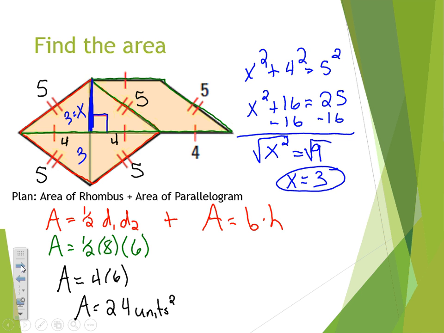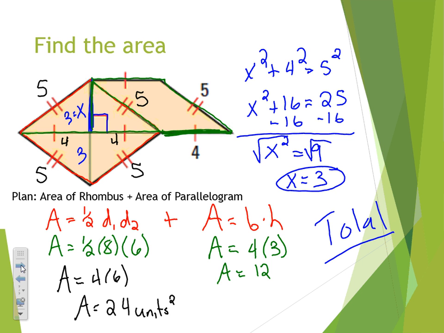Now I need to find the area of my parallelogram. Now it's very important to remember area equals my base times my height. Here's my base right here, my 4. And my height has to be my perpendicular height. That's why I needed to find that 3. So the area of the parallelogram is just 12. Now to find my total area, all I have to do is add those up. So I'm going to have 12 plus 24, which is going to give me 36 units squared.